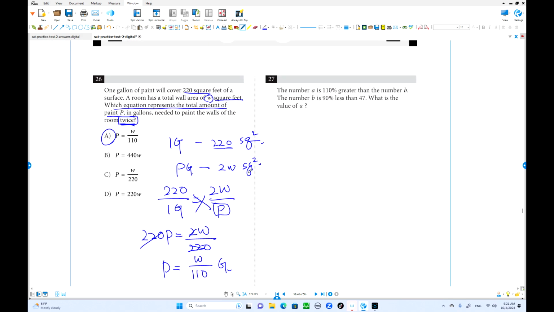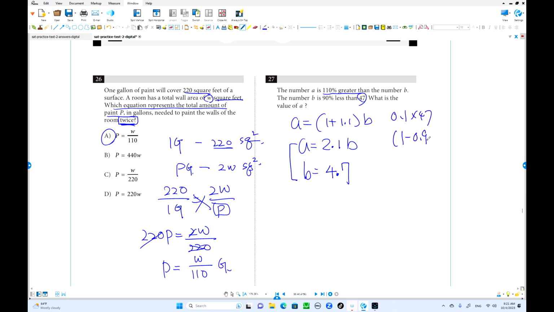Right, number 27, A is 110% greater than B. Okay, so A equals 100% plus 110%, that is 1 plus 1.1 times B. Okay, that's the equation. So actually, this is 2.1B. Okay, A equals 2.1B. B is 90% less than 47, only 10% of this number. B equals only 10% of this number is how much? 4.7, right? 10%, 0.1 times 47, or you can use 1 minus 0.9 times 47, okay? This is the B.